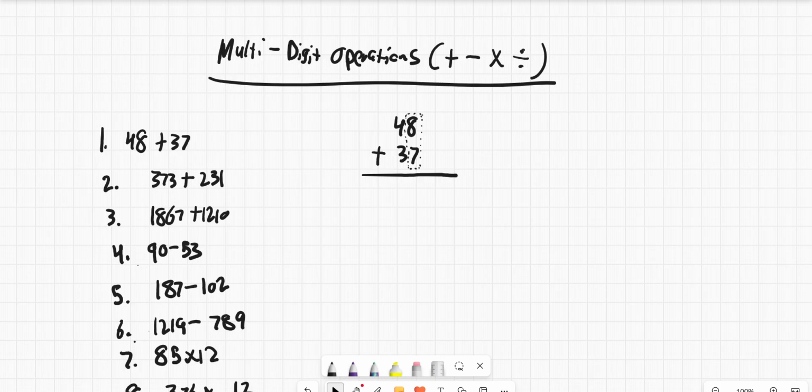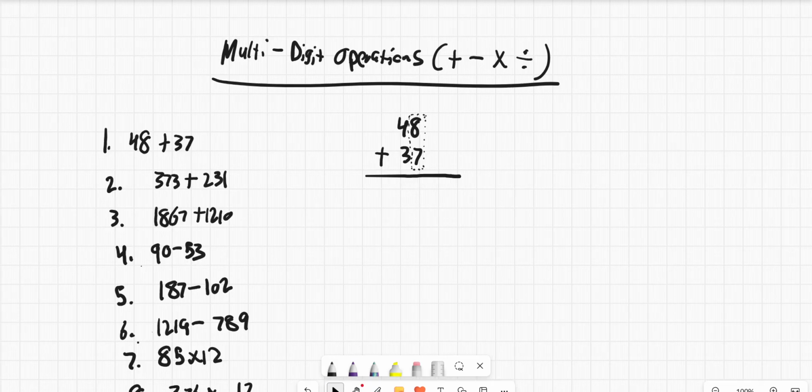So 8 plus 7 is going to equal 15. So we're going to write down 15, right? And then we're going to move on to the next column. And then it's 4 plus 3 is 7. So 715 is the answer, right? Well, actually, that is not the answer. What you need to realize is that typically with this format, you actually cannot write down the tens digit until you get to the final column.